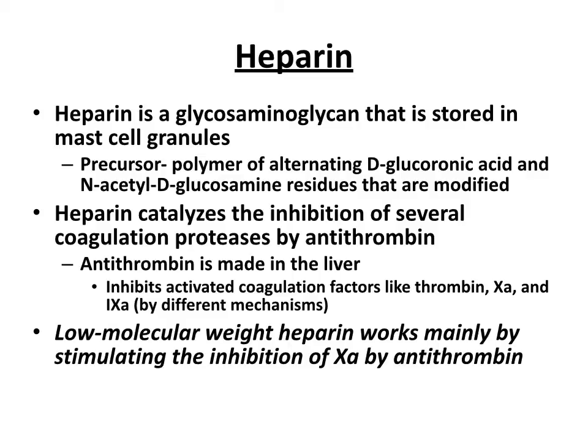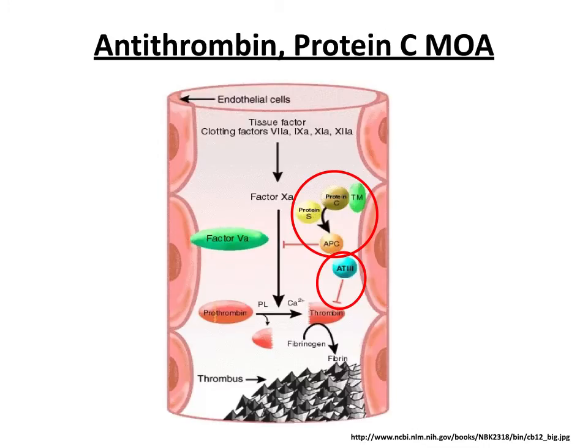Okay, so through stimulating antithrombin activity, you're going to inhibit coagulation factors like thrombin itself, also 10A, so you're going to block the conversion of prothrombin to thrombin, and these other coagulation factors as well. Okay, and again, bottom line, key point, low molecular weight heparin works mainly by stimulating the inhibition of 10A by antithrombin.